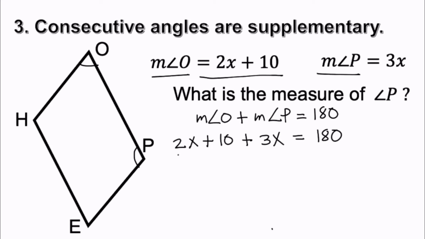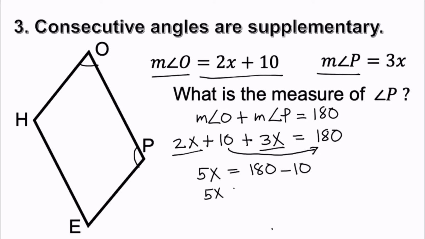Combine natin ang similar terms, 2x at 3x. So 2x plus 3x equals 5x. At ilipat natin yung 10 sa kabilang side ng equation. Kaya ang lalabas ay 180 minus 10. O, simplify na natin. 5x equals 180 minus 10 is equal to 170.